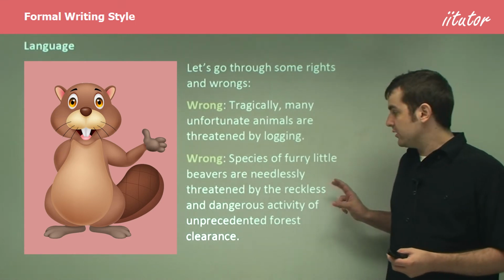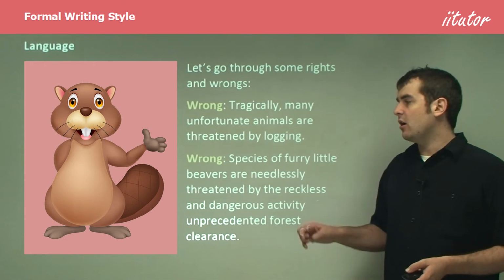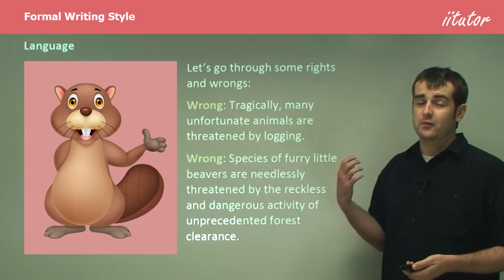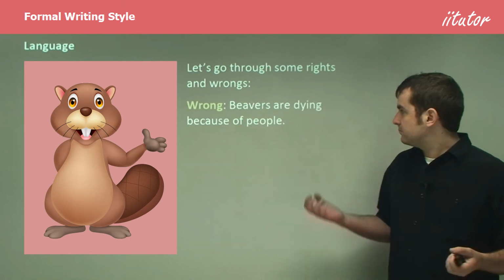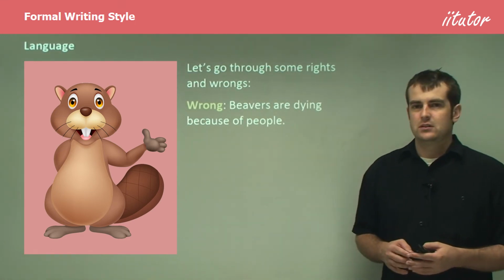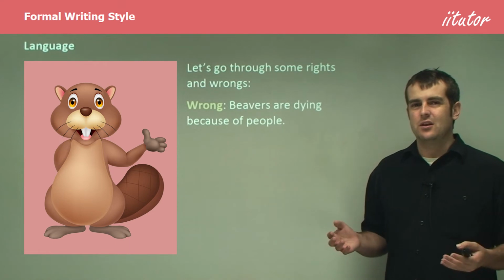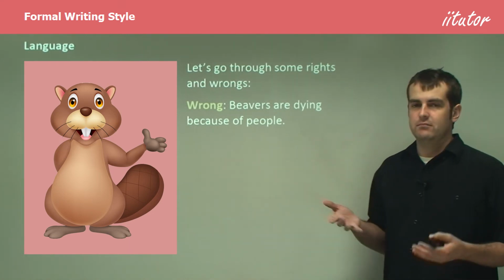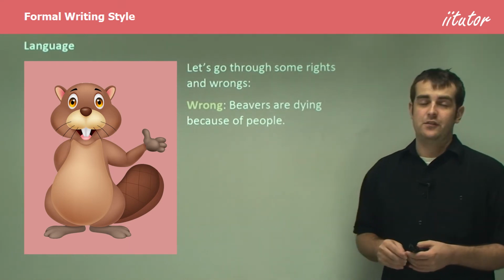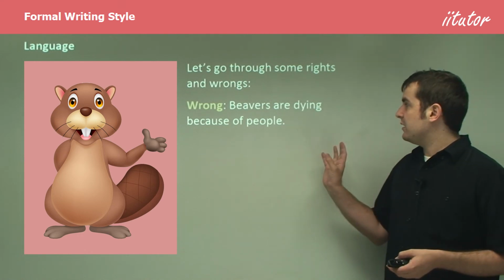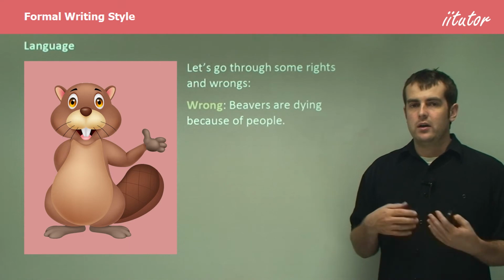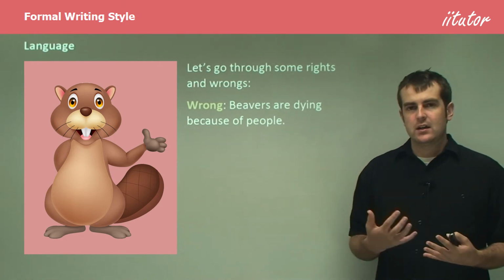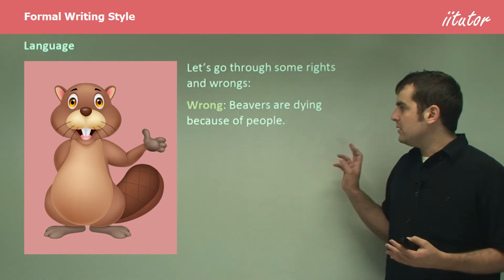You could write this literally in a much, much shorter sentence and then go through some more detail or go through an example which would help to support your claim. Another wrong: beavers are dying because of people. Again, that doesn't really solve anything. That doesn't really give any specifics, particularly not like the first example gave. If you're just saying they're dying because of people, okay, well, why? Discuss why. Why are they being threatened? Again, that's one of those things where you need to try and be more specific.